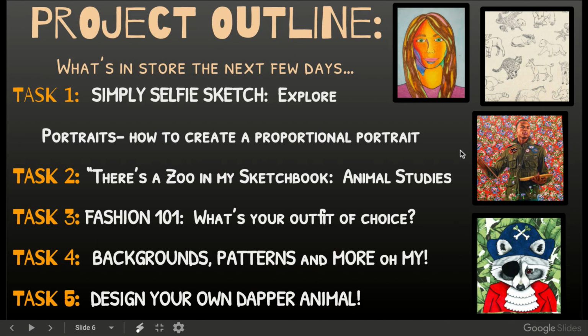Today, you are going to start with a selfie, okay? What's in store for today? It's literally portraits. How do you create a proportional portrait? That's today. Task 2 is tomorrow. There's a zoo in my sketchbook, and it's going to be all about animal studies. Task 3 is Wednesday, and it's Fashion 101. What's your outfit of choice for your dapper animal? Task 4 is backgrounds, patterns, and more. Oh my. Like backgrounds for your dapper animal. And task 5 is going to be to design your own dapper animal. You're going to have choices between digital or paper for this, and it's going to be super fun.